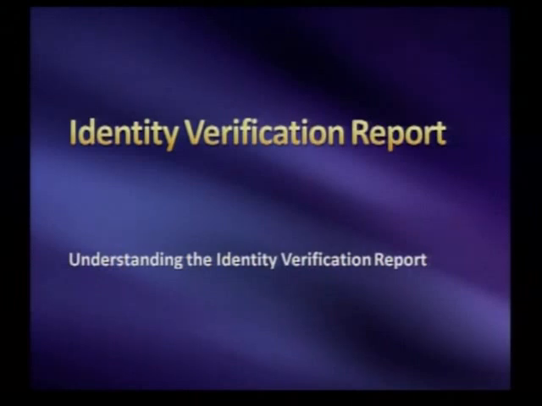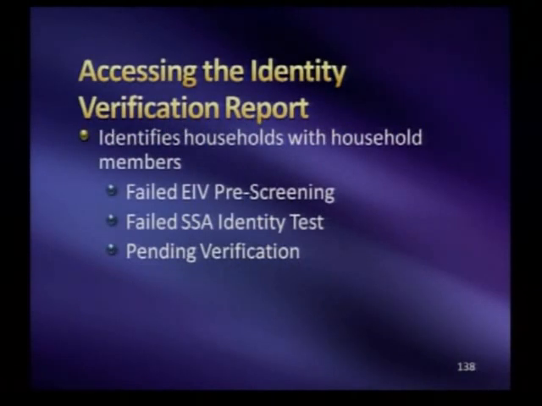Okay, your identity verification report. Again, this is a repeat of what we discussed earlier about the whole identity validation process. This report is going to identify any household where a household member has failed the EIV PreScreening, failed the SSA identity test, or is pending verification. And this report has actually had a complete overhaul, because if you remember the old version of the report back in February '09, it was just a bunch of statistics on the page, and you guys were like, look, I need to know who's pending verification. I need to know who failed pre-screening and who failed the SSA identity test.